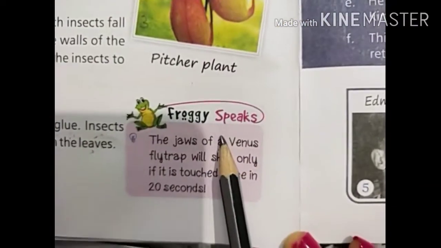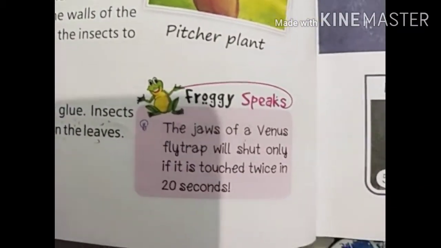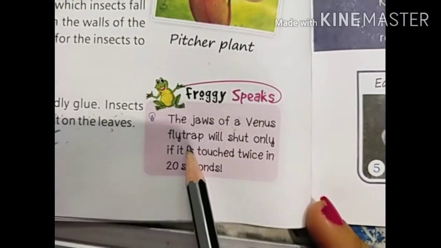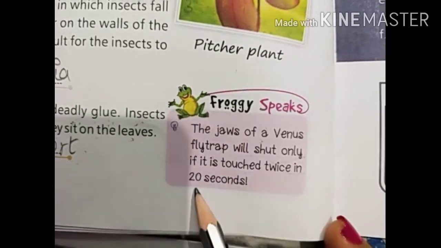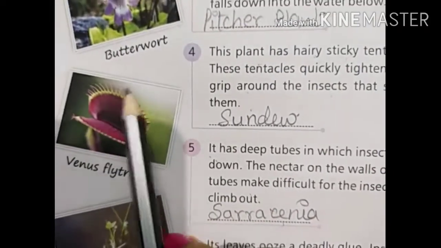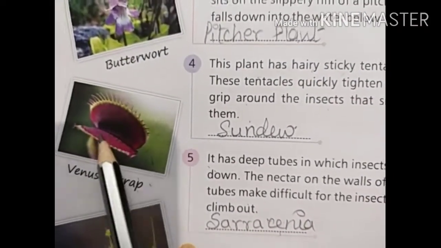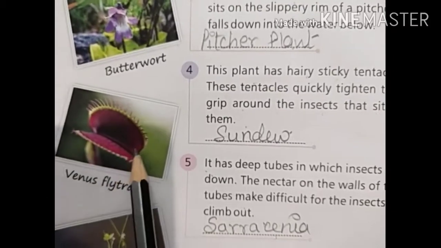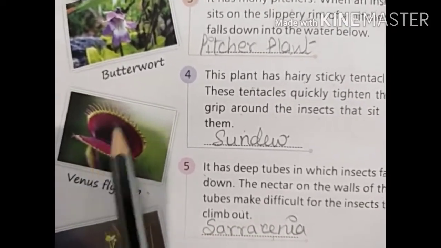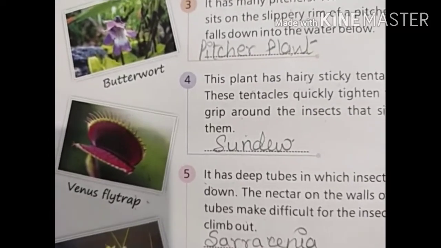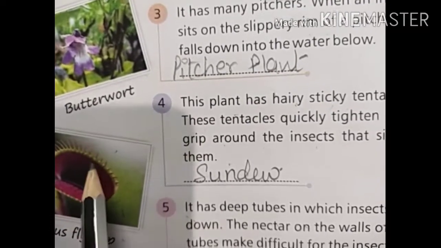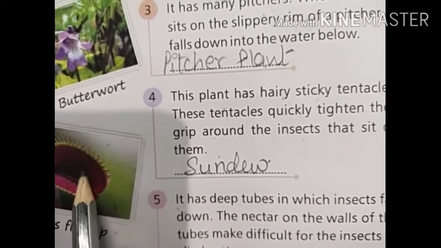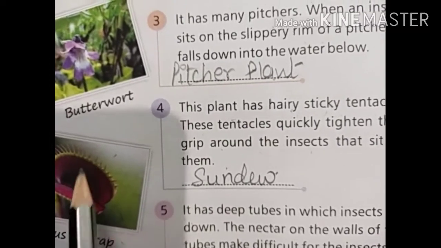Achha, there is a froggy speaks also. So what does the froggy speak? The jaw of the Venus flytrap will shut only if it is touched twice in 20 seconds. So first of all, Venus flytrap. See, this is a Venus flytrap, and it will close. Both the jaws will close only in that condition when the two parts are touched twice, two times in just 20 seconds. Means within 20 seconds, if it is touched two times, then only it will close.